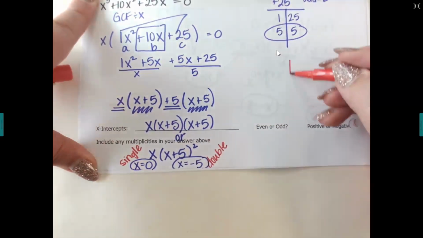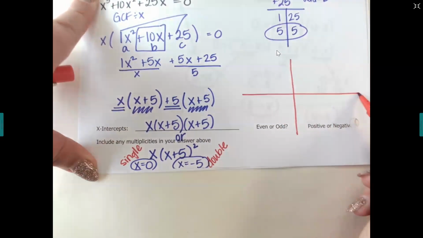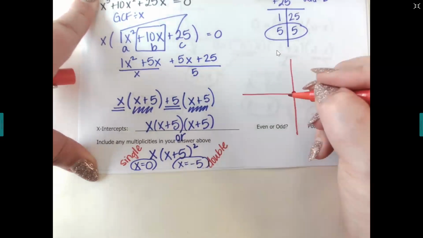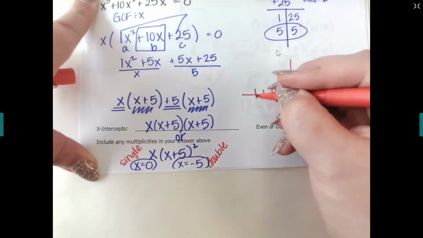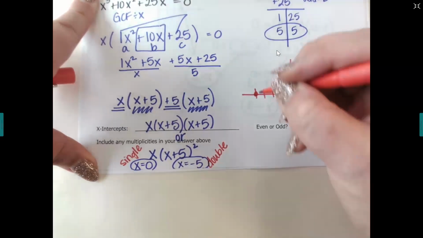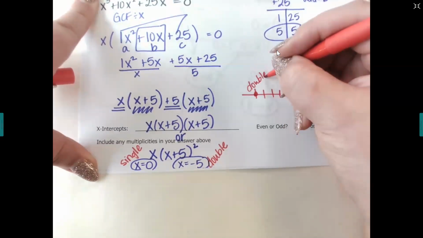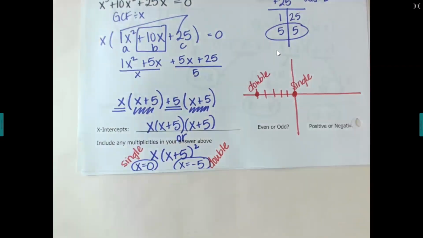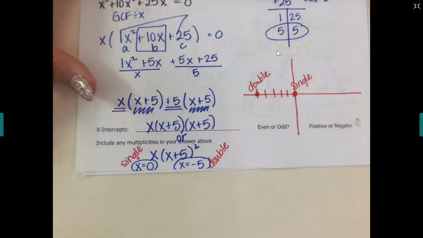And now let's talk about what that does to the graph. So 0 is still here. And then negative 1, 2, 3, 4, 5 would be here. This is my single. This is my double. Okay, a single is going to pass through the x-axis. We already talked about that last class. A double is going to do like a bounce on the x-axis. So remember, we want to start where?